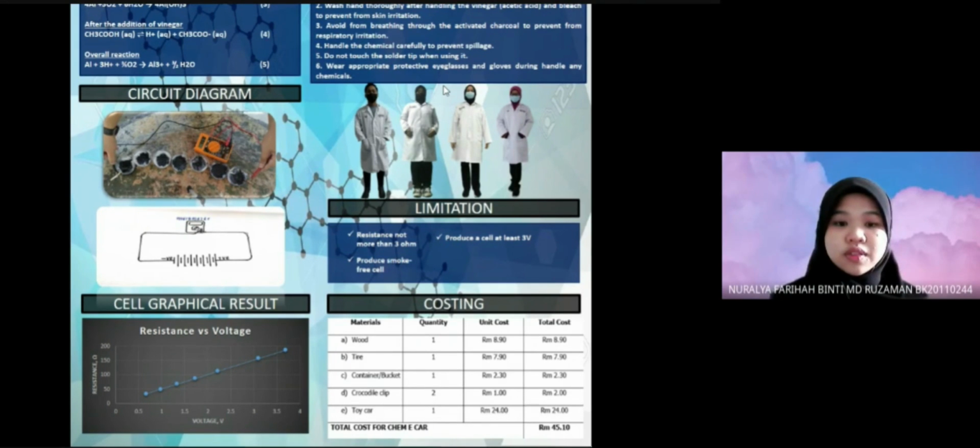So the total cost for our cell is 45 ringgit 10 cents, and that's all from us.